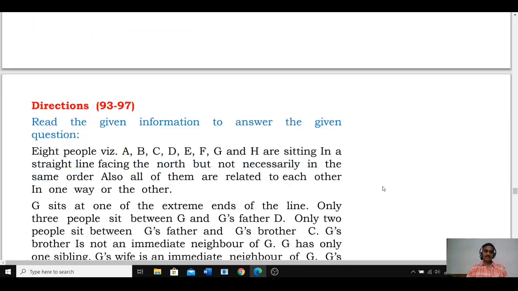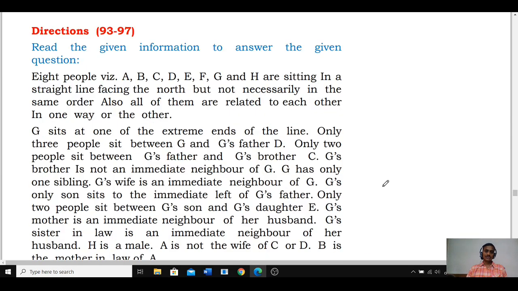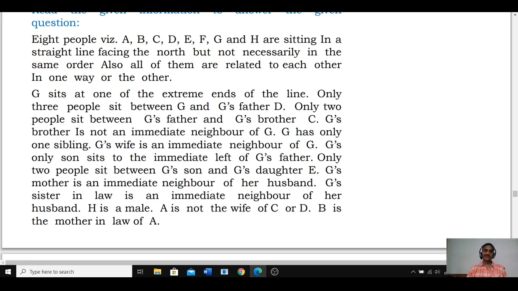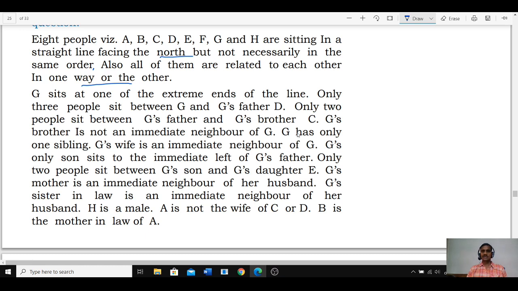Then next one, 93 to 97. Now in this 93 to 97 they are based on row arrangement and row arrangement along with the blood relation. 8 people A, B, C, D, E, F, G and H are sitting in a straight line facing north but not necessarily in the same order. Also all of them are related to each other in one way or the other. And G sits at one of the extreme ends of the line.